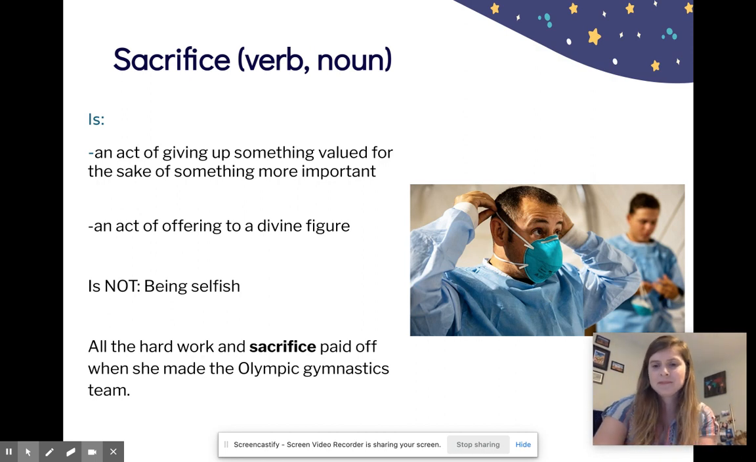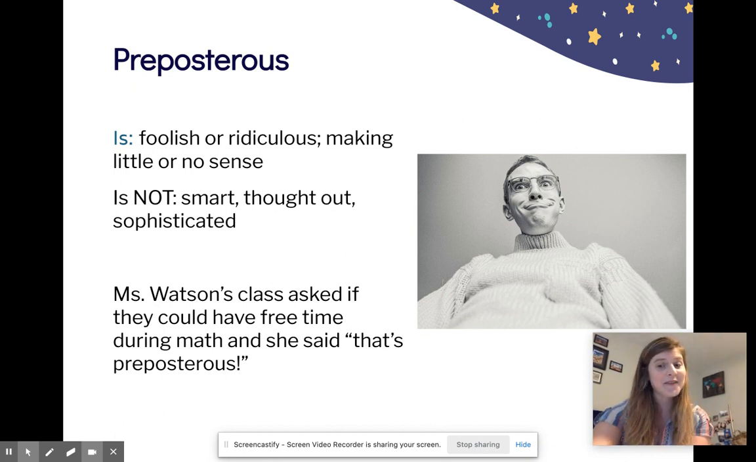All right, this is my favorite of all the vocab words. This word is preposterous. And I forget what it was, but when I was a kid, there was like a movie or TV show where this person would always go, preposterous, when something was crazy. So preposterous is foolish or ridiculous or making little or no sense. It's not smart, sophisticated, thought out, right? This is something that's crazy, that's silly, that obviously no one is going to agree to.